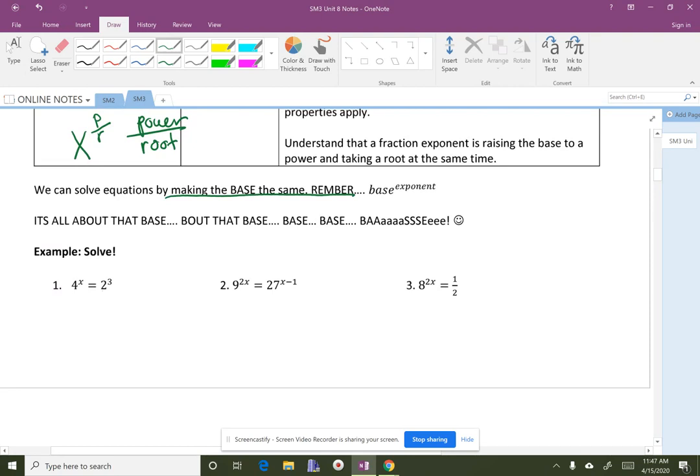The best way I can explain it is this. If you go back to when you were little and you had something like 2 to the star equals 2 to the 3rd, you could say, oh, if my bases are the same, then my exponents also have to be the same. So you'd be like, oh, star equals 3. That's the goal of what we're doing right here, okay? We need to make the bases the same. You cannot ever make your bases bigger, but you can always make them smaller, okay?